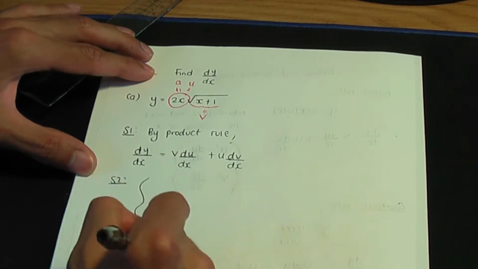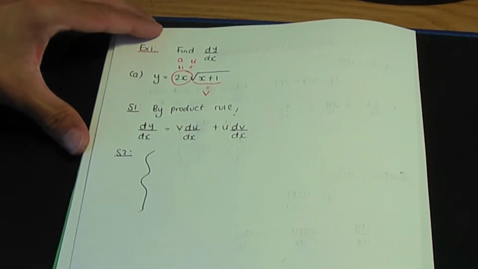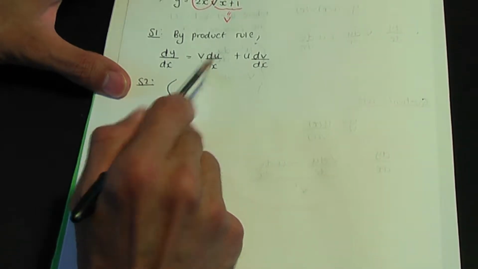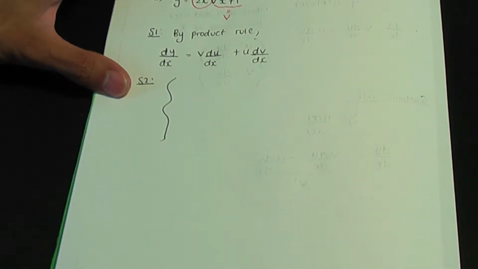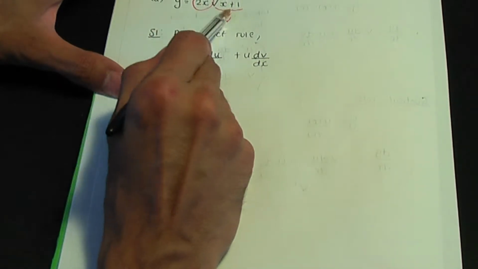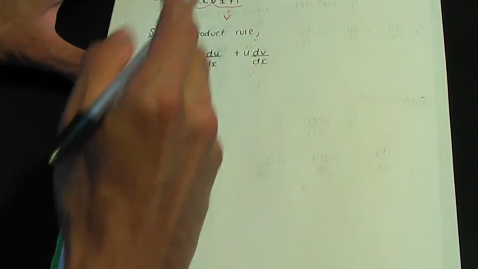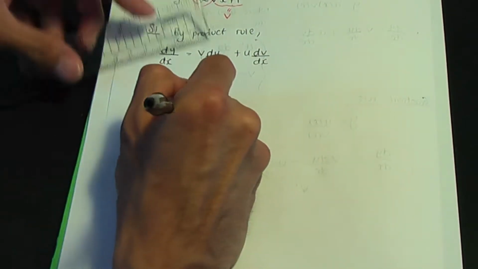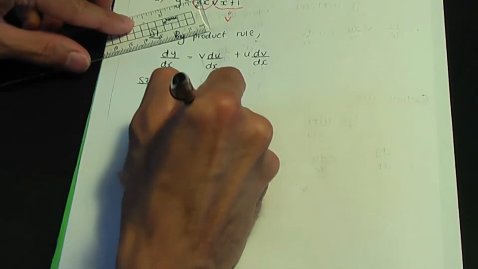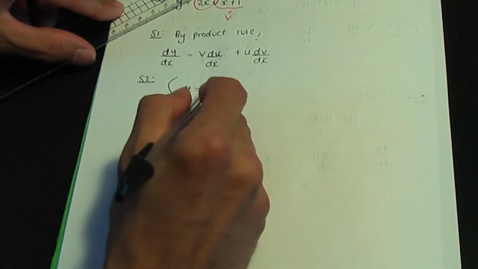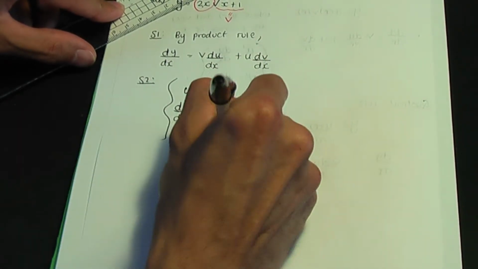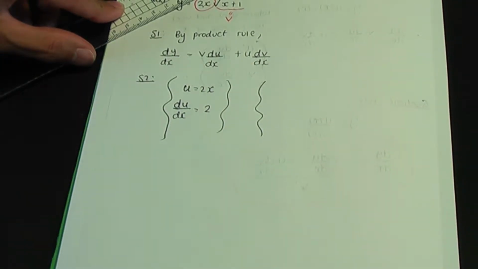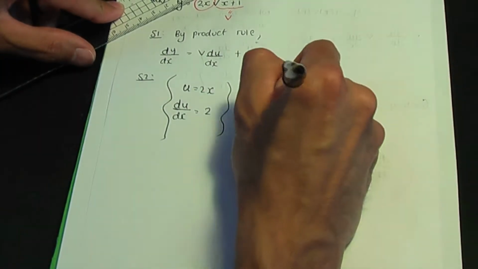In step number 2, I'm going to introduce a side calculation, and I'm going to calculate du over dx as well as dv over dx, using u and v. First things first, u is 2x, so du by dx, when we differentiate 2x, we're simply going to get 2. Let me introduce another side calculation alongside this one.